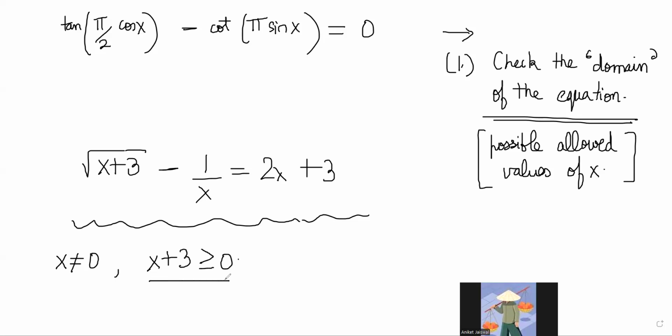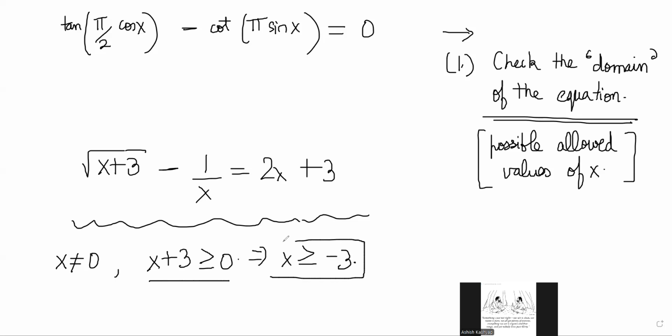So you should have x greater than -3, but it cannot be 0. Is everyone understanding what I'm saying right now? First step in solving any difficult equation is always to think of what is the domain of x? What are the values of x that are valid for this equation?